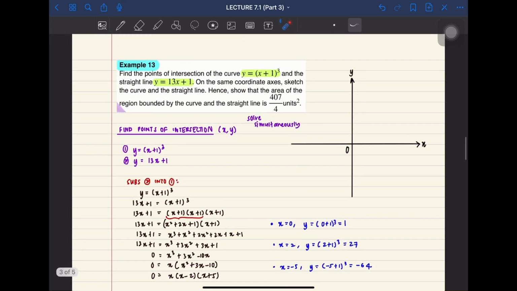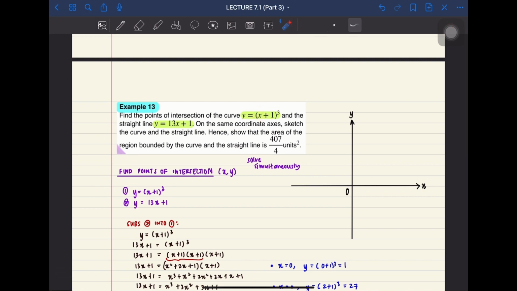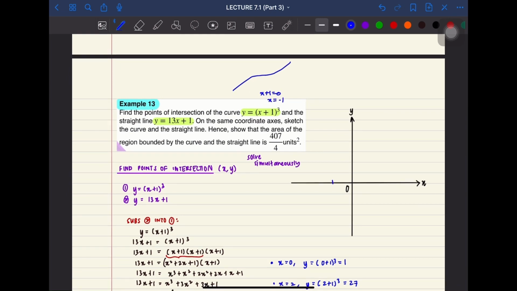So the first one is a cubic function, kan. When you expand it, the x cubed term will be positive, so we know the shape is something like this. Okay, and then kita ada satu roots. It has only one root, which is when the bracket equals 0. So x plus 1 equals 0, so we get x equals -1. Okay, so -1 let's say somewhere over here.